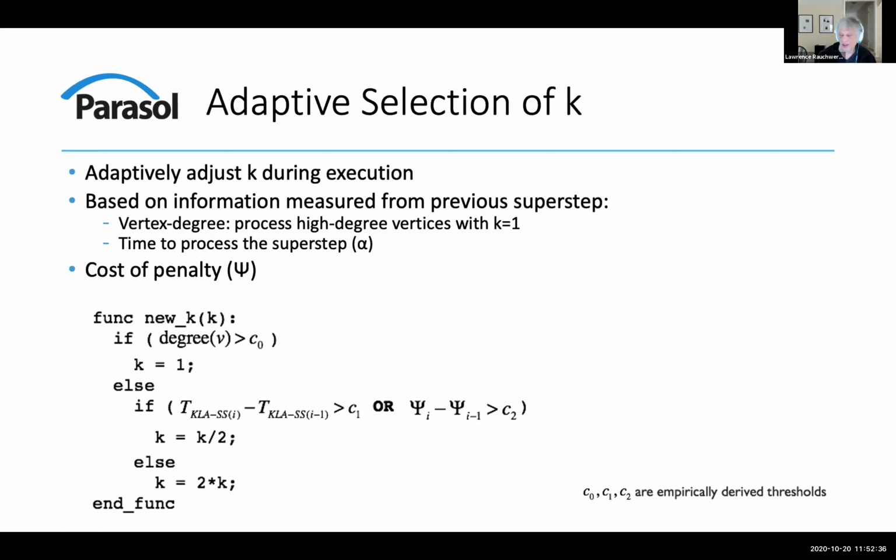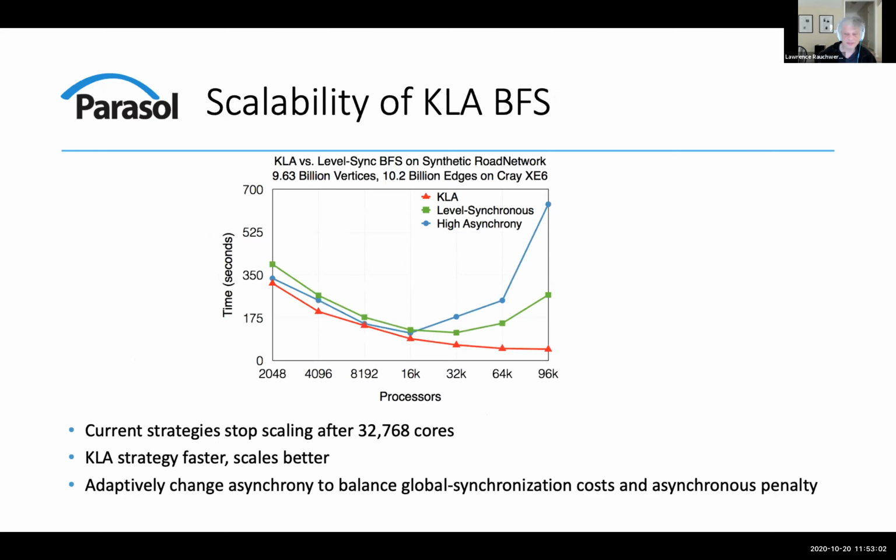So basically it's adaptive. If we're doing a good job in the beginning, then we try to increase the asynchrony. If the job is not very good, meaning it's going slower, then we try to reduce it. Of course, this is very empirical, and I'm sure there are better models for it, but for us it worked fine.